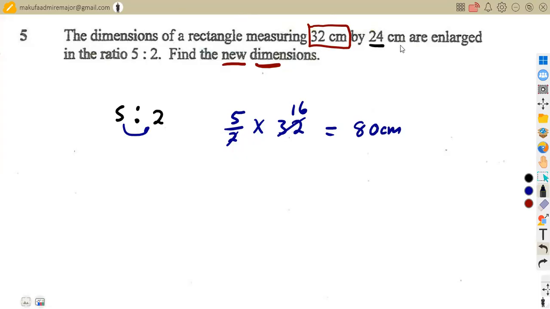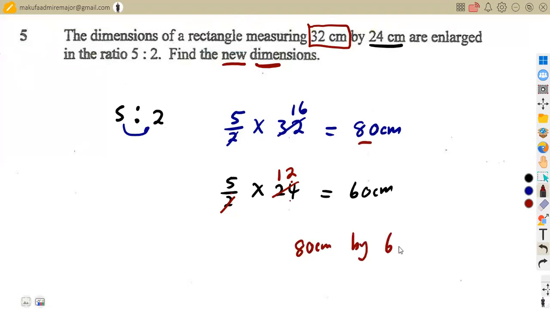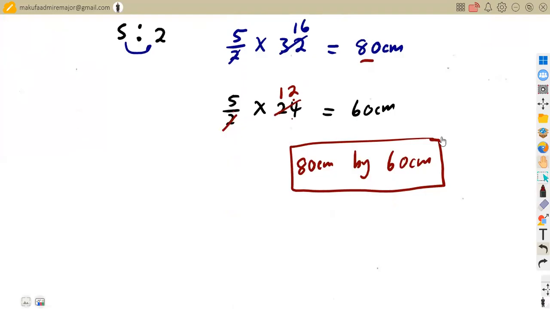The same thing on the 24 centimeters: the enlargement of 5:2 times the 24. So we have enlarged the 24 centimeters. That is going to be 12 times 5, which is going to give us 60 in this case. So we are obtaining 60 centimeters. Our dimensions before were 32 centimeters by 24 centimeters. Now our dimensions are going to be 80 centimeters by 60 centimeters. This is the new enlargement that we have from the original dimensions.